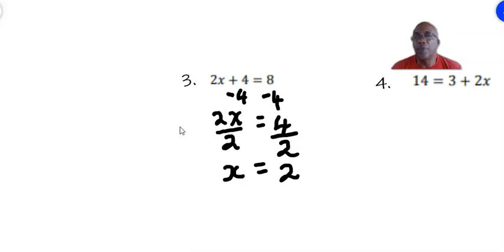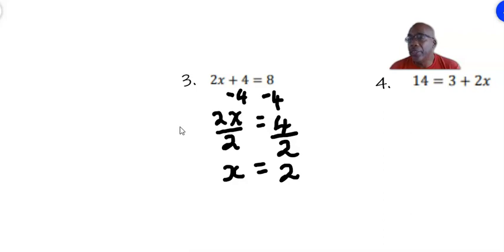Let's go to number 4 and note this one carefully. We have 14 equals 3 plus 2x. Now we want x alone on one side. So we can do it a number of ways. But what you can do, you can leave that 2x on the right side. Try to get x alone on the right side.